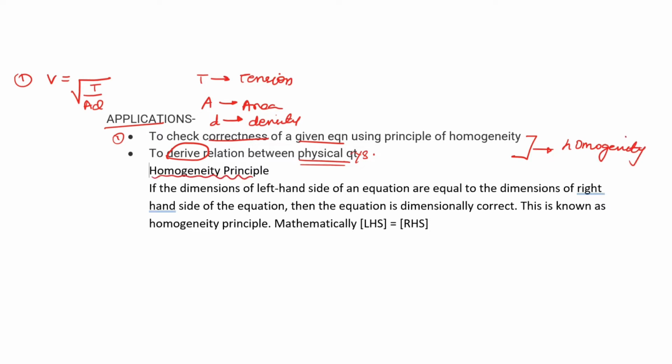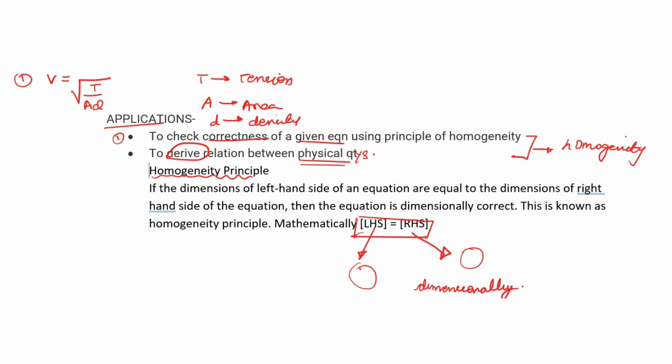So what we do is we find the dimension of the physical quantity on the left hand side, and we find the dimensions of the physical quantity by simplifying the terms on the right hand side. If both dimensional formulas are one and the same, then we say that LHS is equal to RHS and so the given equation is dimensionally correct. Let's work out the problem I have given.